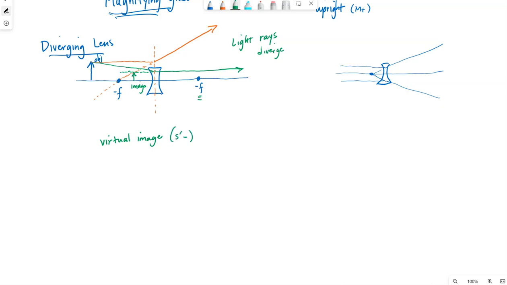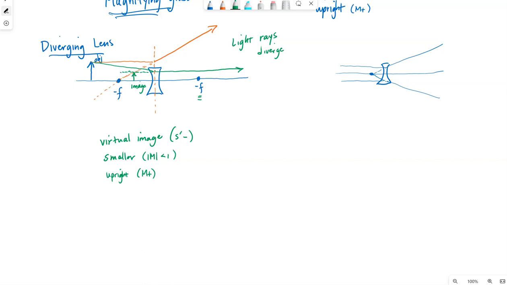S prime would be negative if we were calculating it. This image appears on the same side of the lens as the object. This image is smaller than the actual object, meaning the absolute value of the magnification would be less than 1. It is also upright or not inverted, meaning our magnification would be positive.